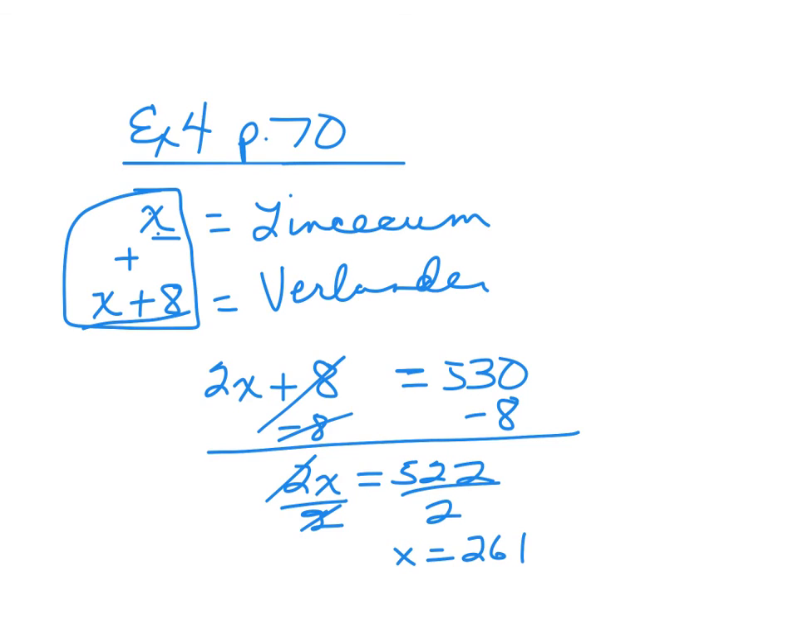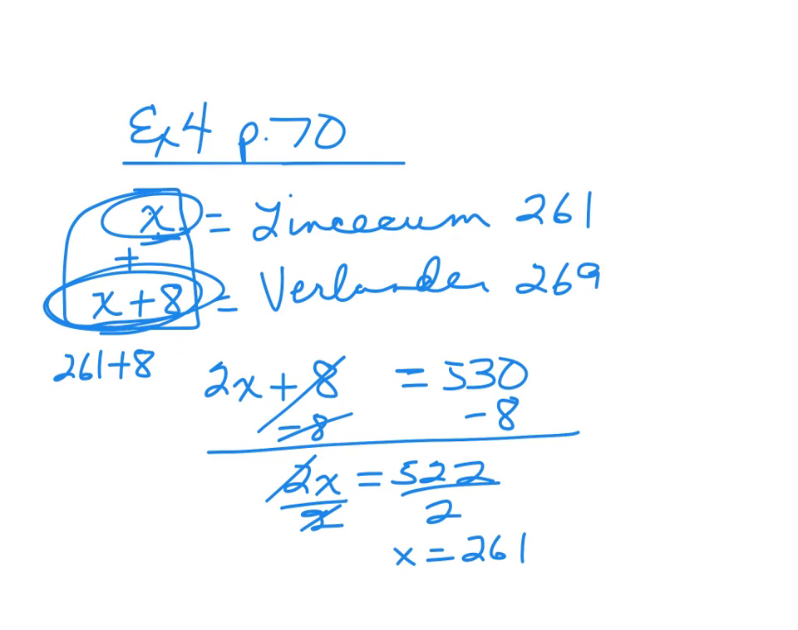Okay, well, have I answered everything I'm supposed to have in the problem? No! I've only answered how many Lincecum had. He was x. So Lincecum struck out 261. So Verlander would have struck out x plus 8. That's 261 plus 8, which is 269.